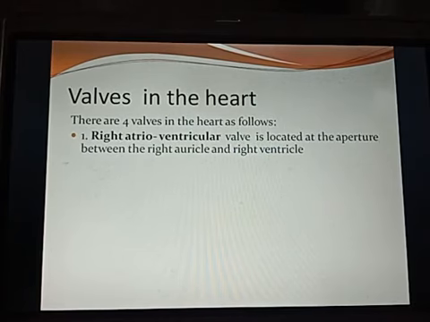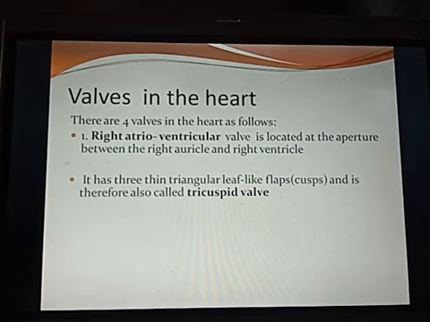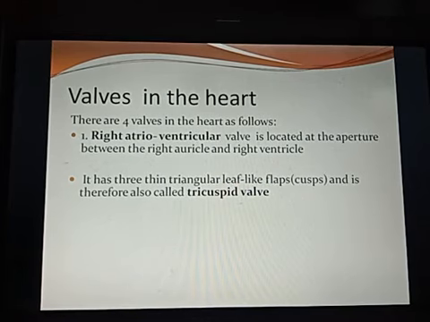Now, what is the function of this right atrioventricular valve? To prevent the backflow of blood from the right ventricle towards the right auricle. It has 3 thin triangular leaf-like flaps. If you cut a cross section of this valve, you will find 3 flap-like or cusp-like structures. Therefore, it is also called the tricuspid valve.